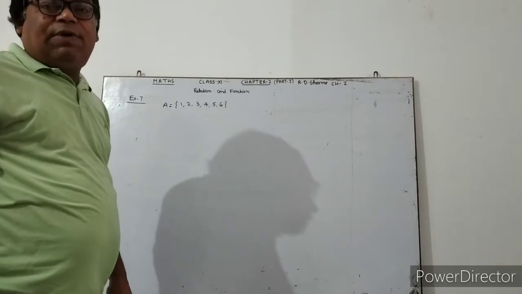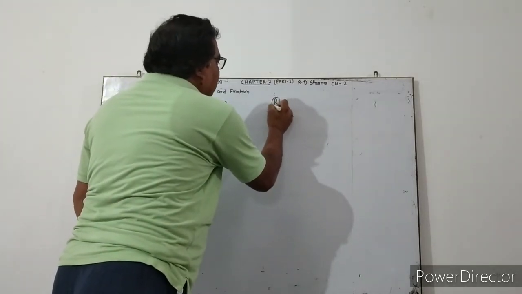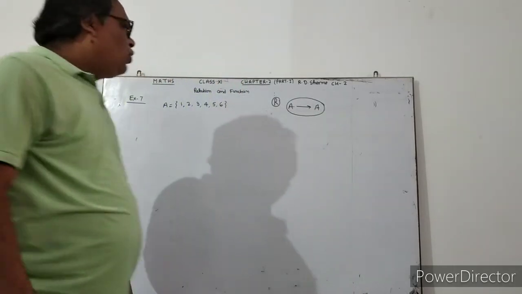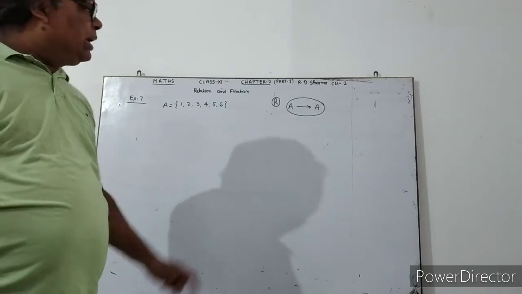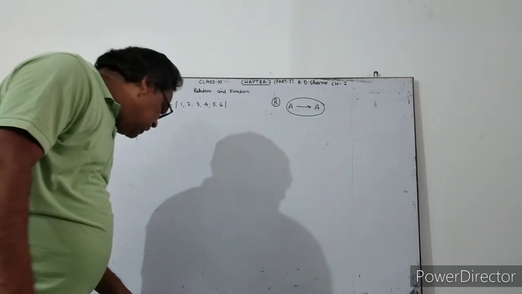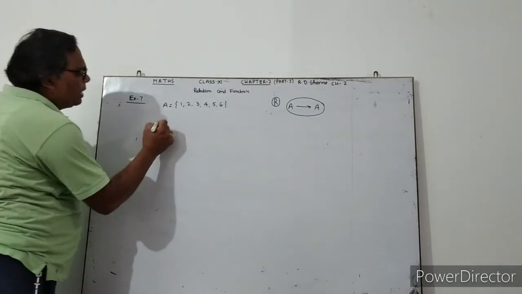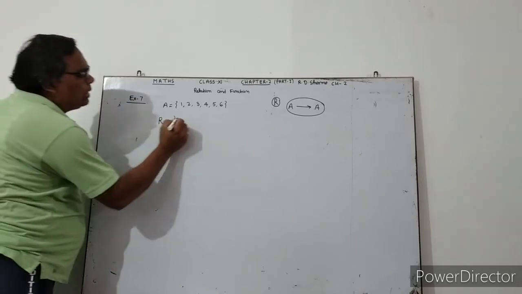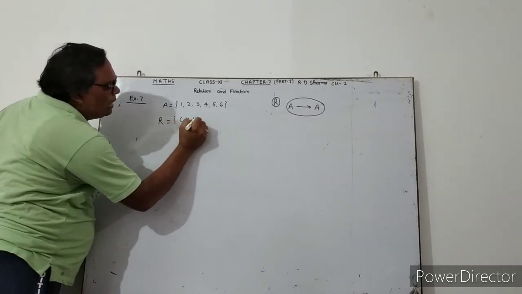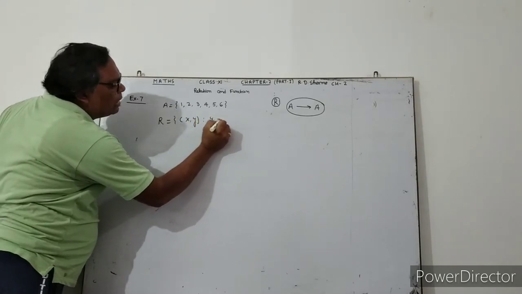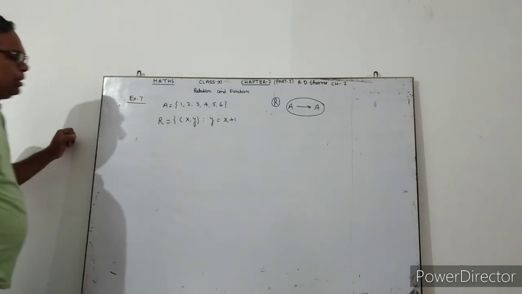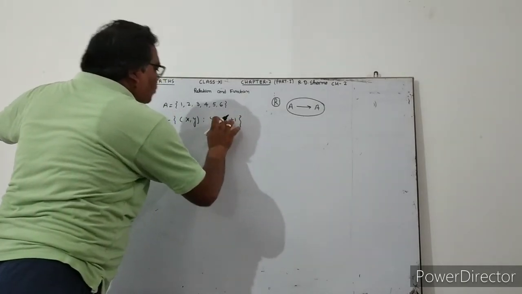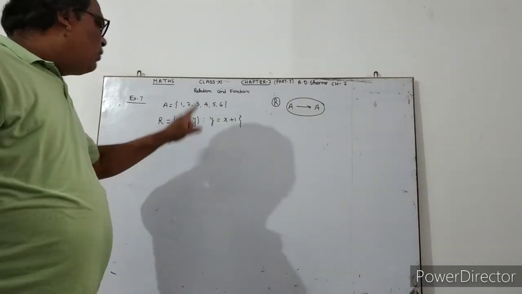Define the relation. What is a relation? A relation from A to A means any relation will always be a subset of the Cartesian product A cross A. The relation R is given as (x, y) such that y equal to x plus 1. This is the formula for the relation.